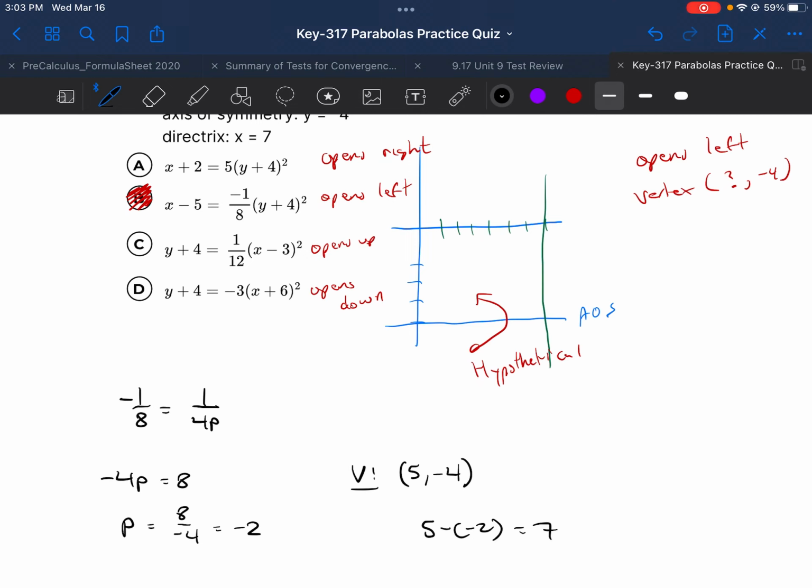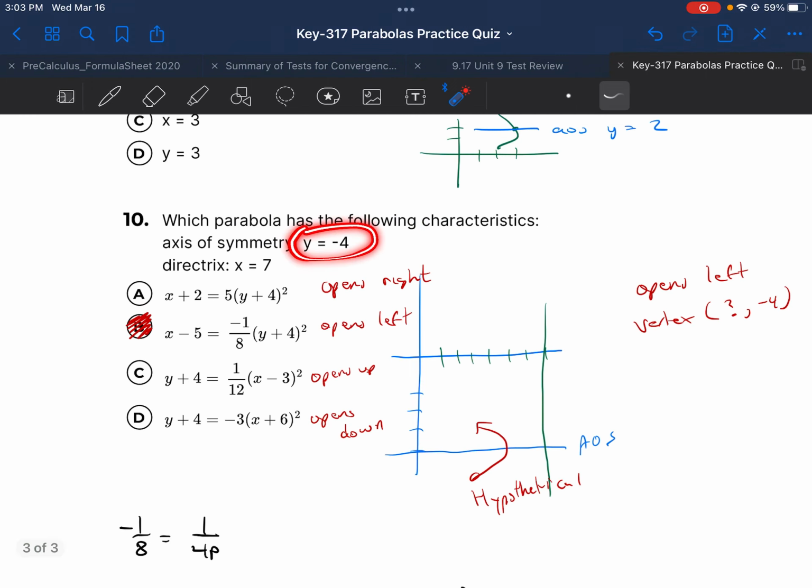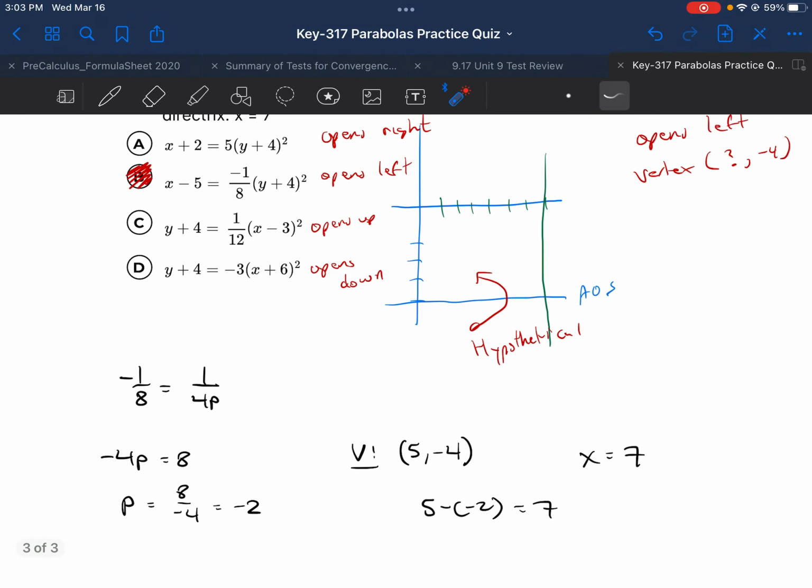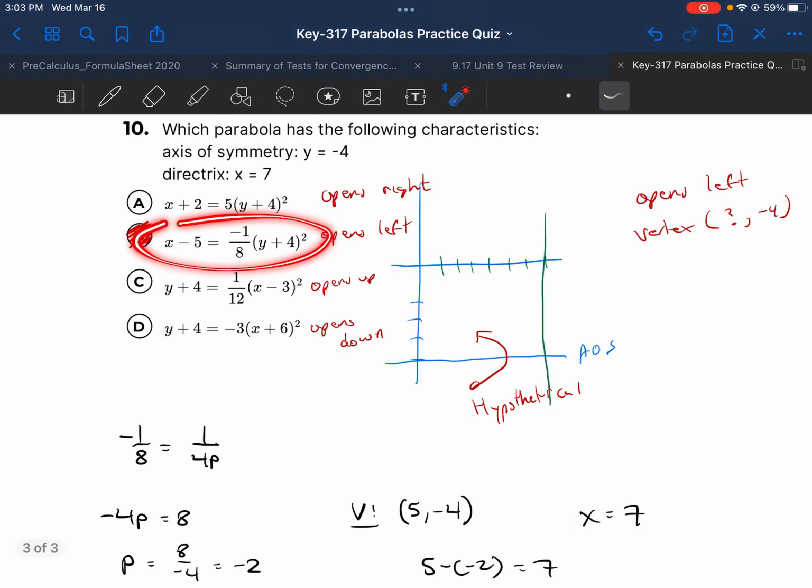And we know our directrix is going to be a vertical line, because the directrix and the axis of symmetry should be two opposing types of lines. If the axis of symmetry is a horizontal line, then the directrix is a vertical line. So we get x equals 7. So this one gives us the correct directrix of x equals 7. This one, if you test it, would not give you the correct directrix of x equals 7.